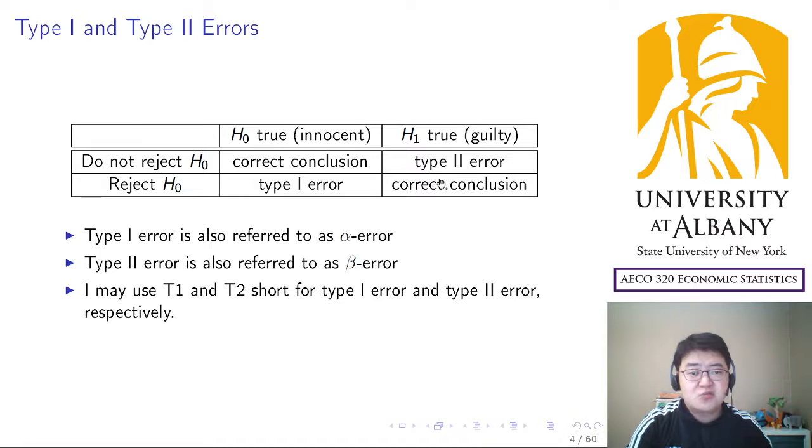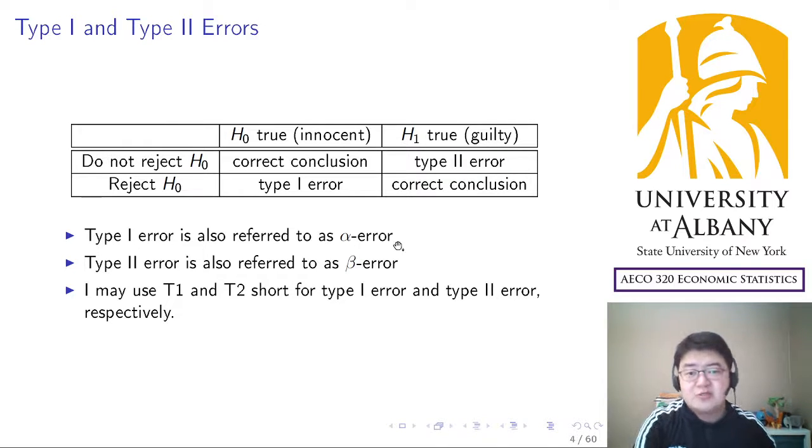On the other hand, when H0 was wrong, but H1 was true, in this case, the correct decision is to reject H0 because it is wrong. H0 is wrong, so you have to reject it if you made a correct decision. But you may not be able to reject H0. That's type 2 error. So the defendant was guilty, but you could not find enough evidence. So that's type 2 error.